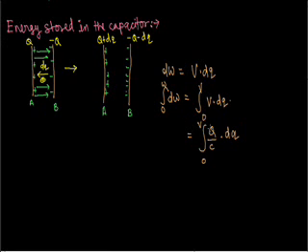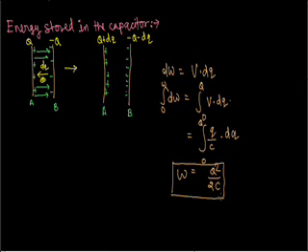We can write this as the integral of small q dq from 0 to capital Q, which gives Q square upon 2C, equal to the work done. So the energy stored in the capacitor will be Q square upon 2C.